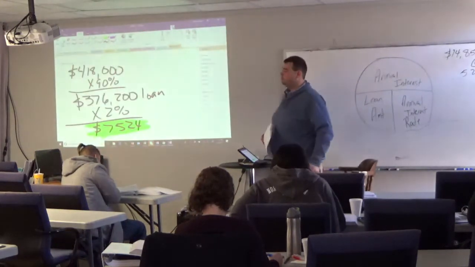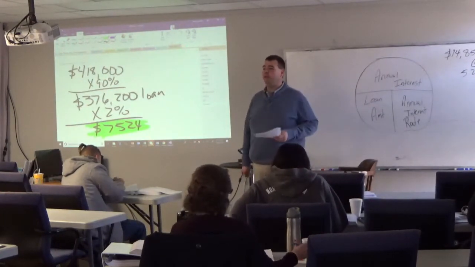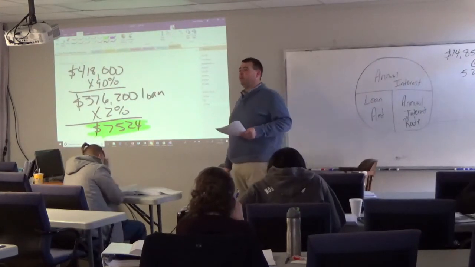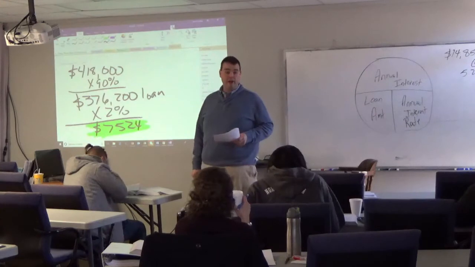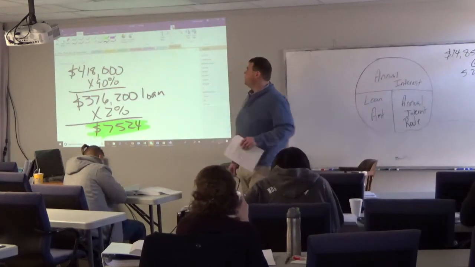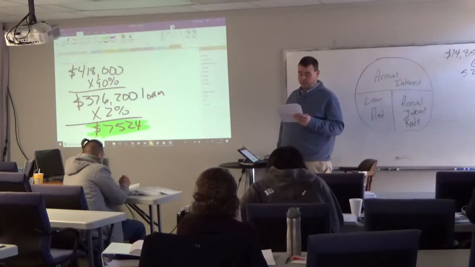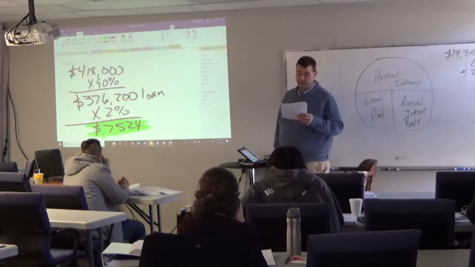How do you feel about that number? $7,524? Because the first thing we need to know when we're talking about how much we're paying for discount points is how much the what is? The loan amount. And in this case, the loan amount is 90% of that $418,000 purchase price, right? Everybody agree with that? Okay.